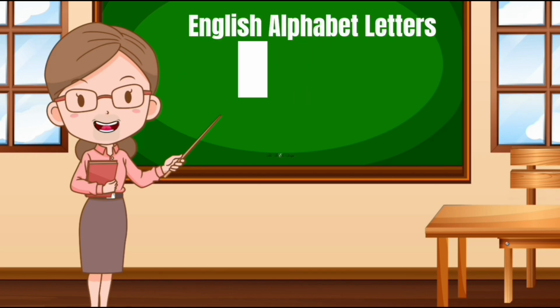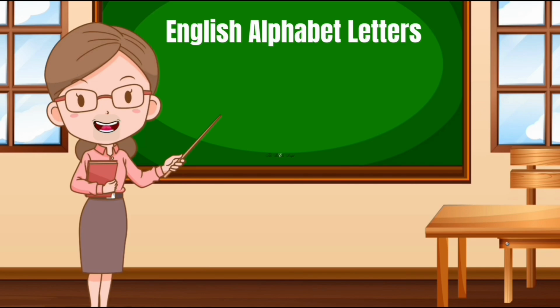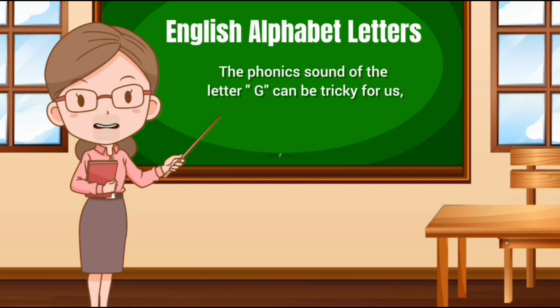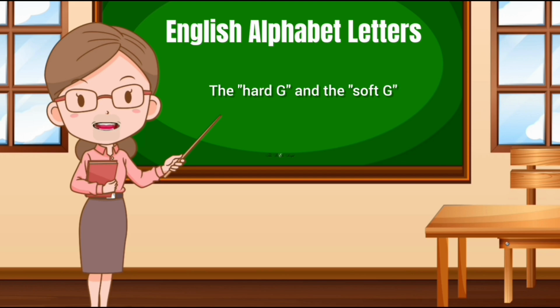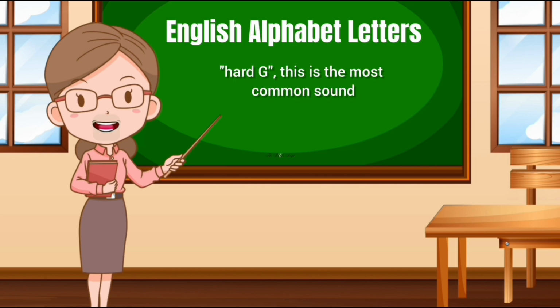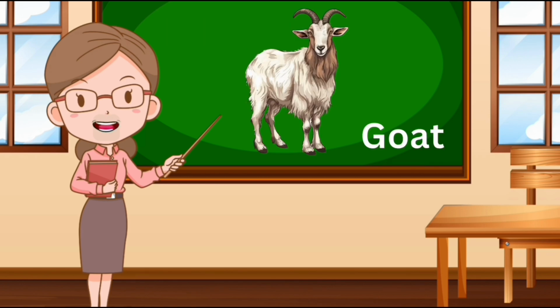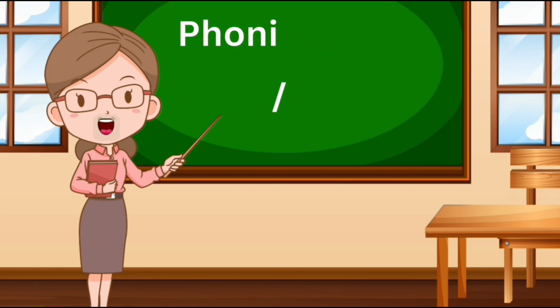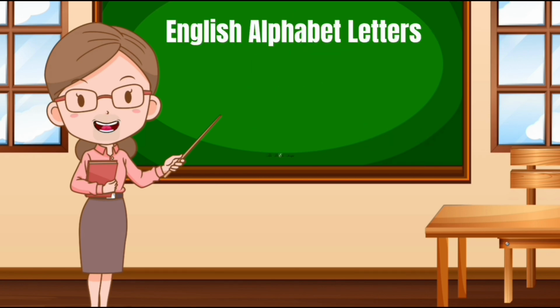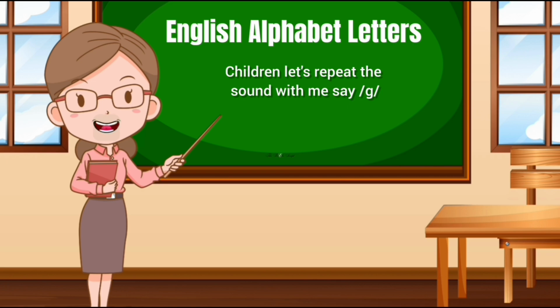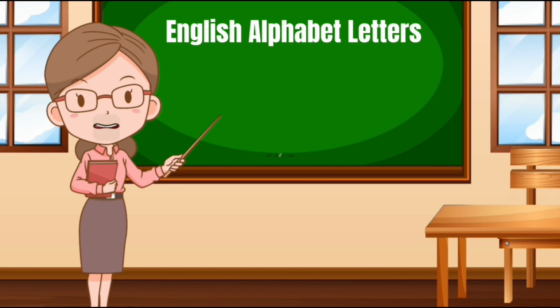Perfect. This is alphabet letter G. Children, the phonics sound of the letter G can be tricky for us because it makes two sounds, the hard G and the soft G. Soft G sounds like J. On the other hand, hard G, this is the most common sound and it sounds like G. It is used for the word goat. The phonics sound of letter G is G. Children, let's repeat the sound with me. Say G for goat.